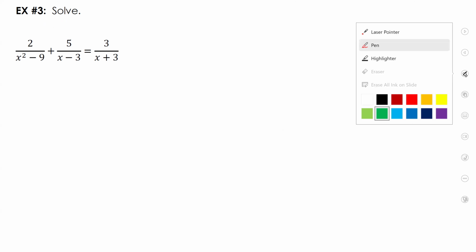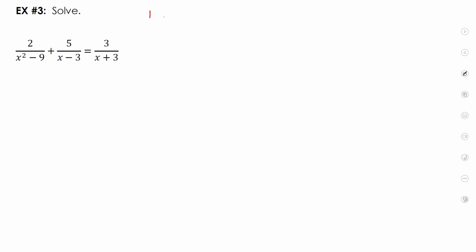So guys, we need to figure out what the least common denominator is. So before we do this, let's look at this first fraction. I need two numbers that multiply to -9, but add to 0. Good, -3 and 3. So this first fraction can be written as 2 over x minus 3, x plus 3. That's what this first fraction can be written as. I'm going to bring down the rest.